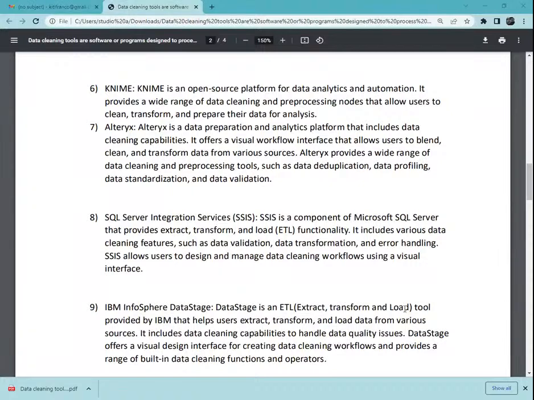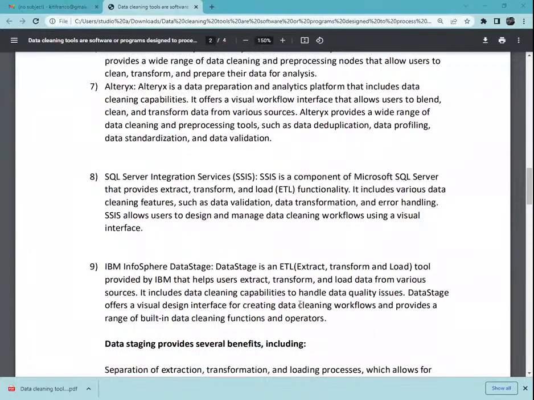DataStage means, ladies and gentlemen, that you are handling this data in 3 stages. You shall have a stage where you extract data, a second step where you transform data, and then, of course, where you load. Extract, transform, and load. All right? So when you talk of DataStage, always remember those 3 stages, very important. It's an ETL tool. We're being told here that DataStage offers a visual design interface for creating data cleaning workflows and provides a range of built-in data cleaning functions and operators.